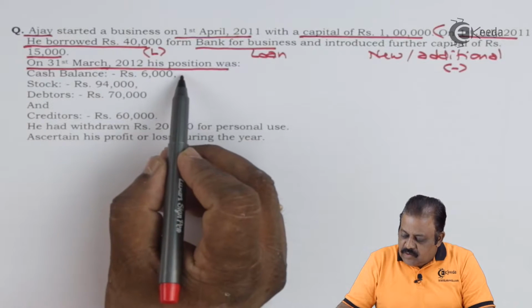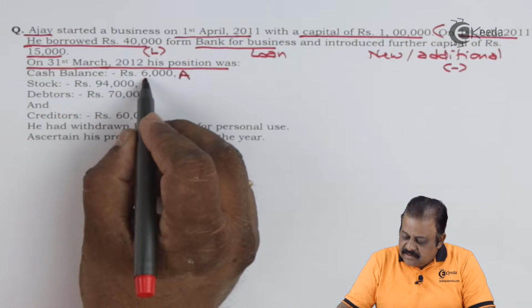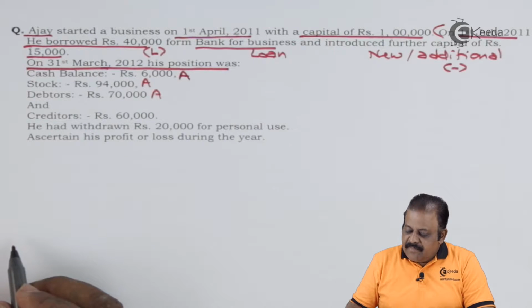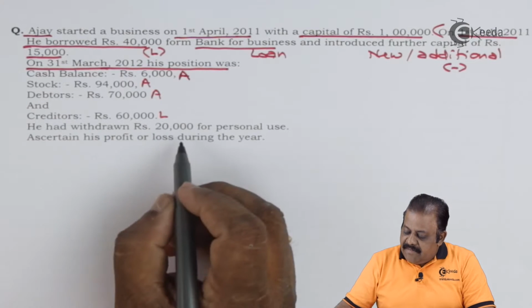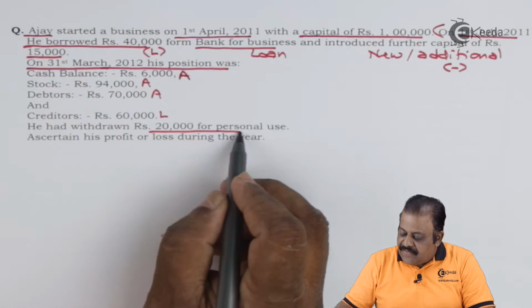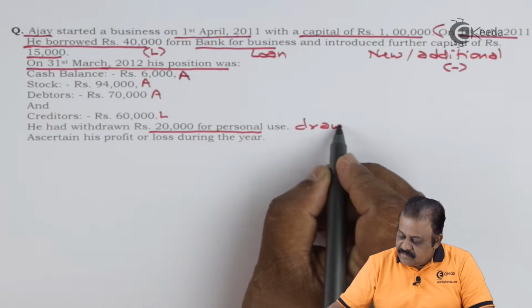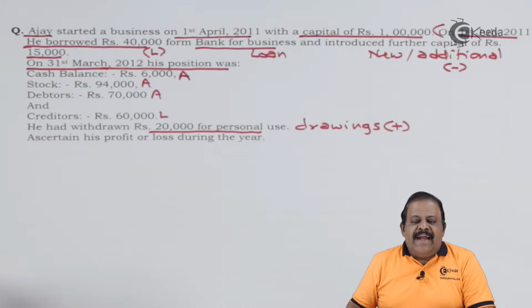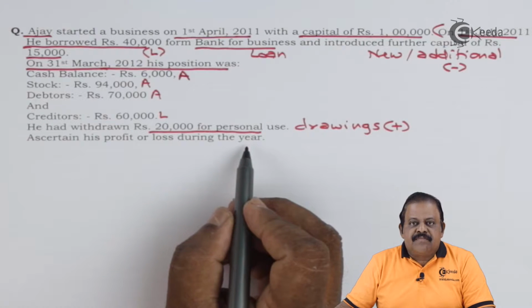Cash balance 6,000, asset. Stock 94,000, asset. Debtors 70,000, asset. Creditors 60,000, liability. He had withdrawn 20,000 for personal use. This is drawings. This amount will be added while calculating net profit or loss for the business. Ascertain his profit or loss during the year.